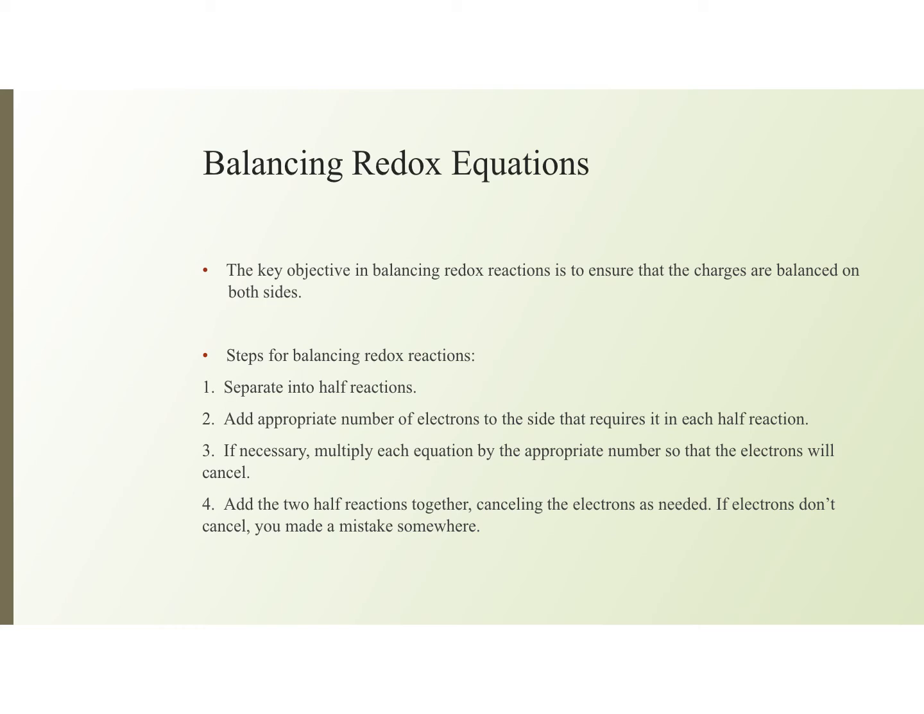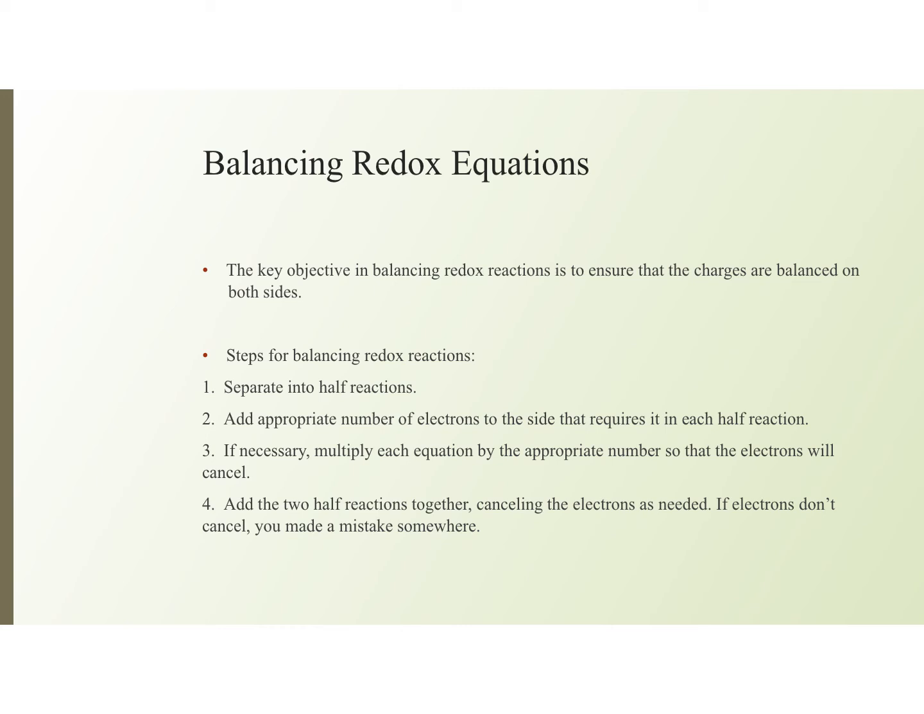So here's the general step for balancing redox reactions, and again, we keep it really simple in this class. You're going to first separate into two half reactions. You will add the appropriate number of electrons to the side that requires it, and you'll see what I mean in a moment. And then you want to make sure that you multiply the equation by common multiples so that the electrons will cancel. And then finally, you add the reactions together, canceling the electrons as needed, to give the overall equation.